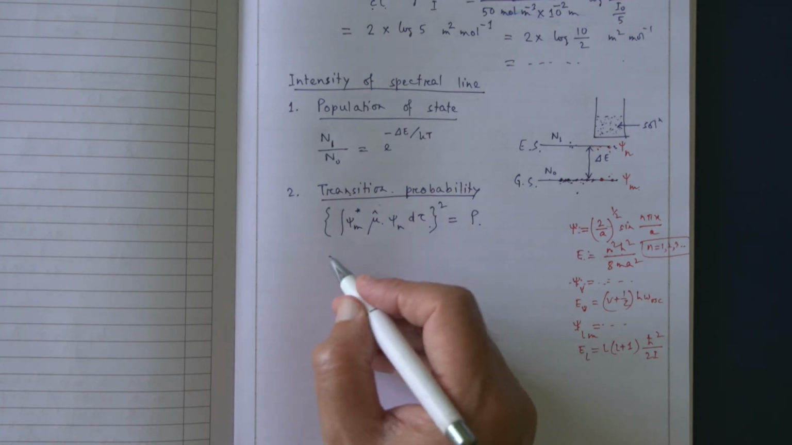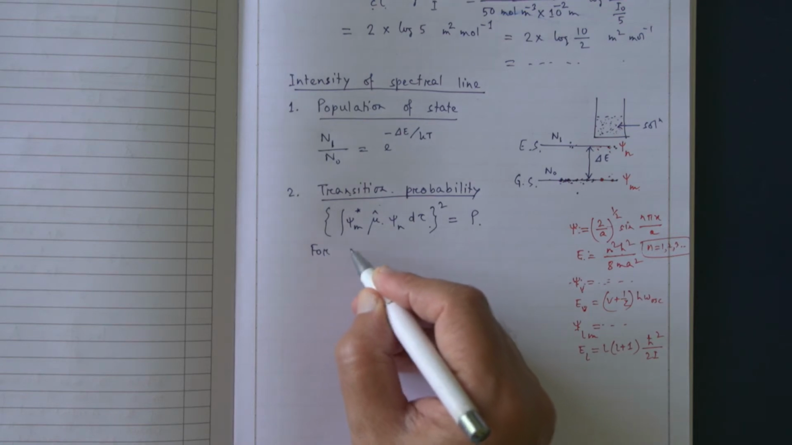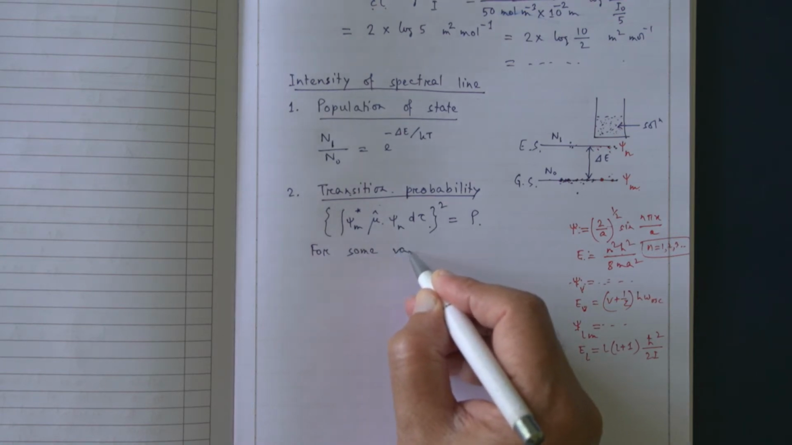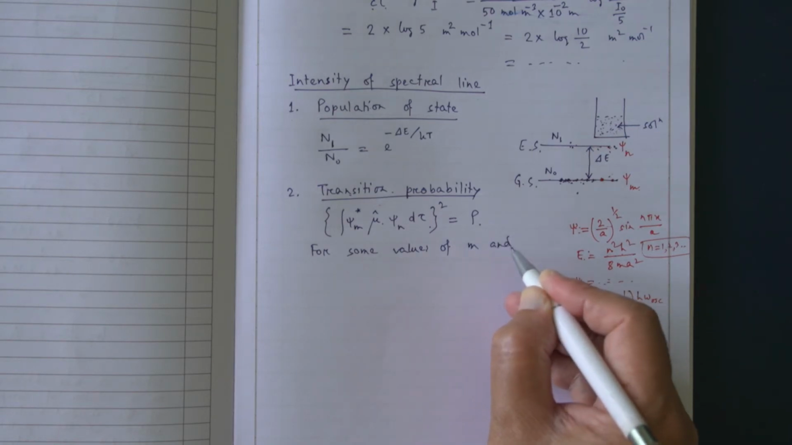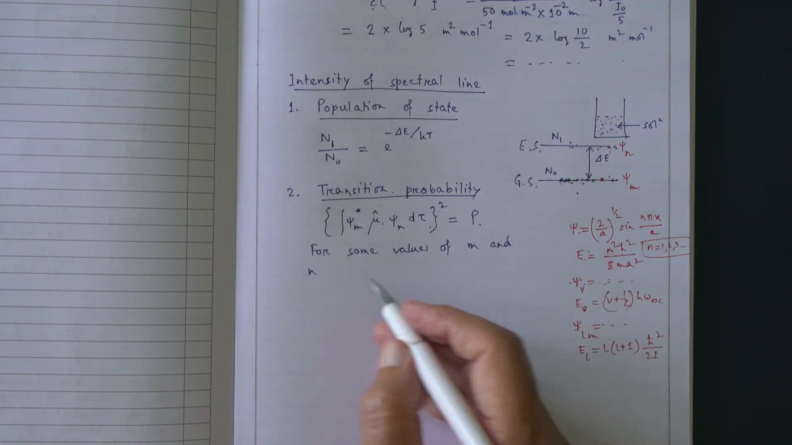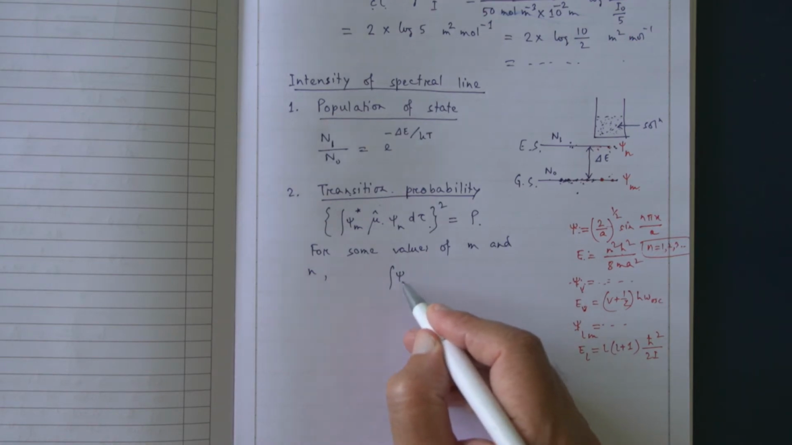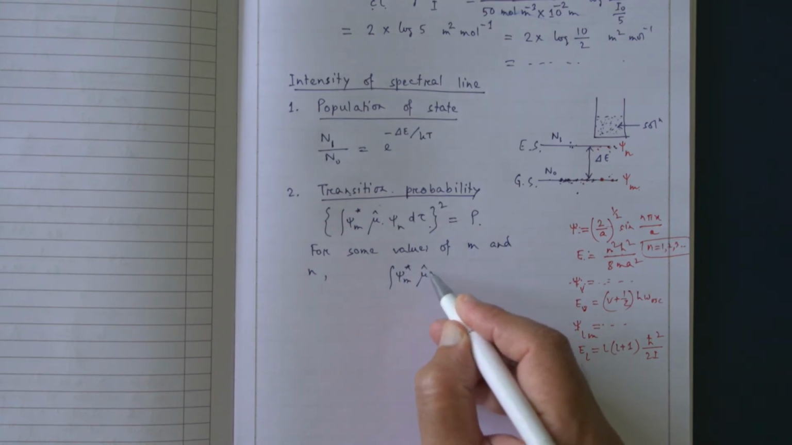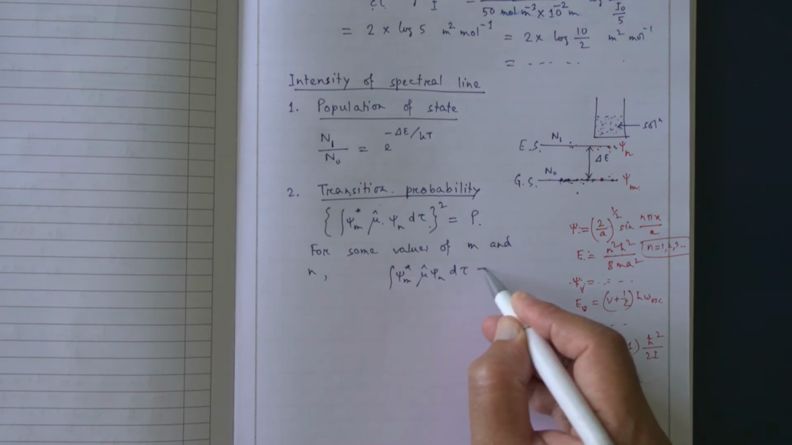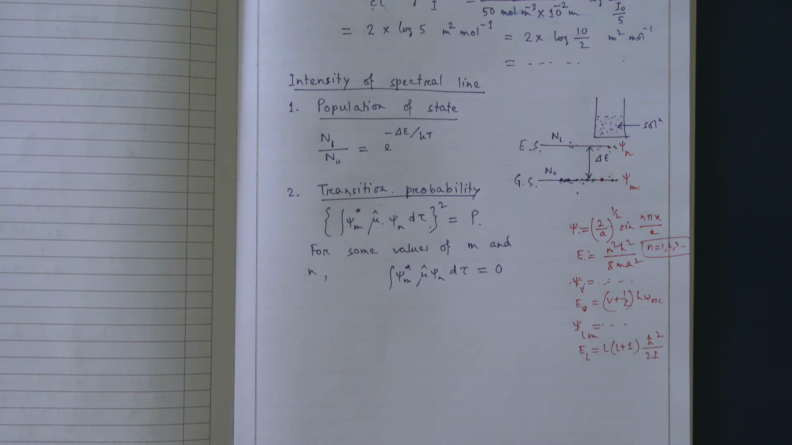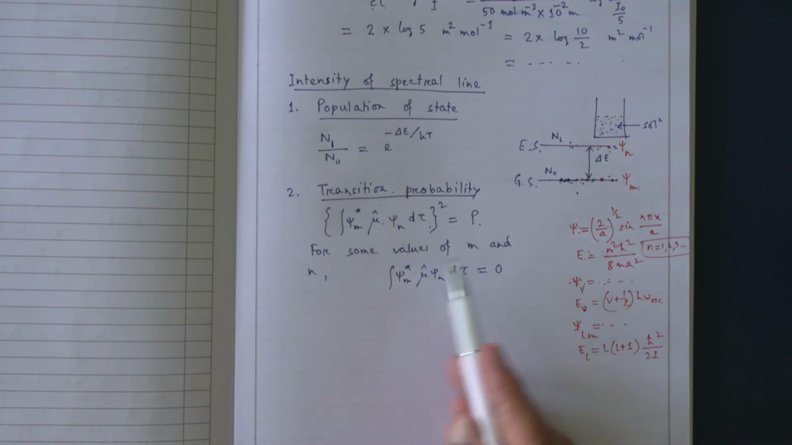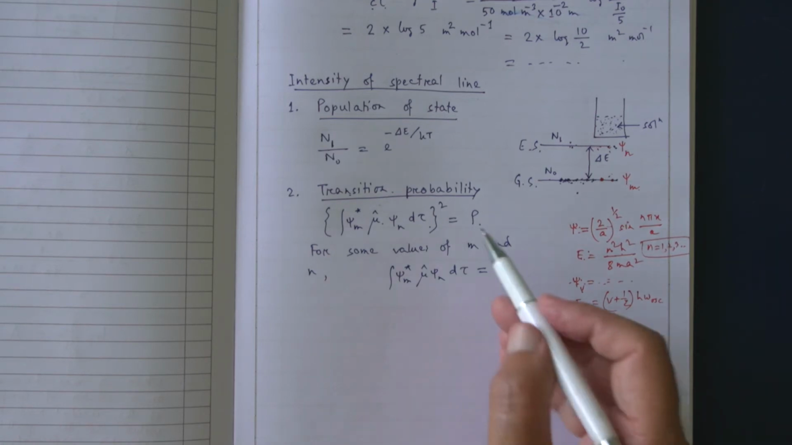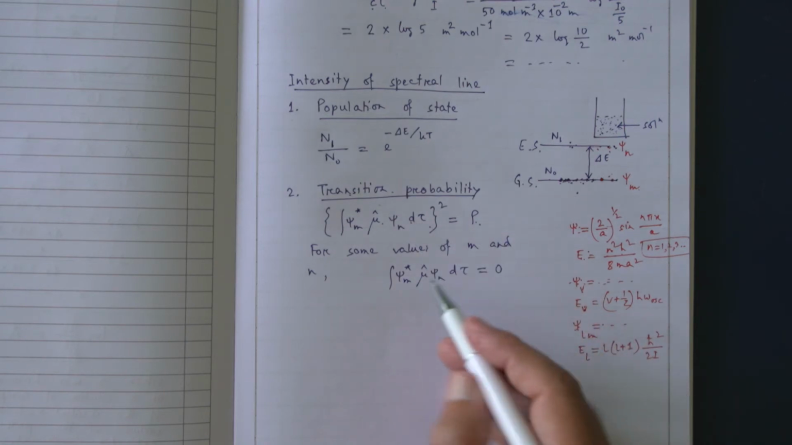Now, for some values of m and n, this integral psi m psi n d tau may be zero. It may happen that for some values of m and n, this becomes zero. Then the probability of transition will become zero.